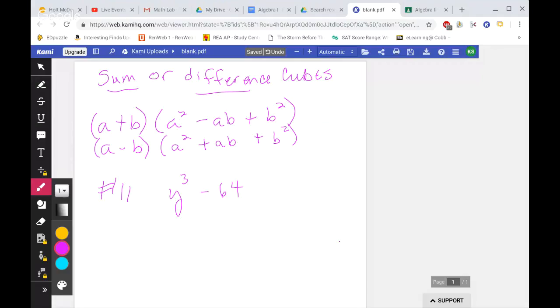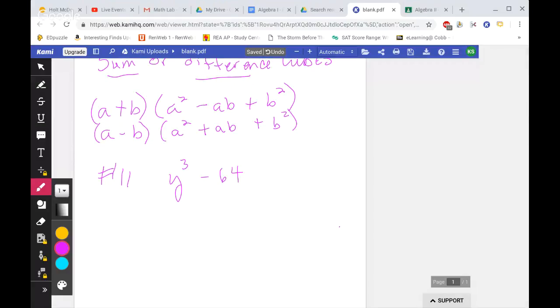And it says factor the polynomial completely, but it's under the directions of sum or difference of cubes. So I pretty much know right off the bat that this is going to follow one of these. So does y cubed minus 64, is that going to be a sum or a difference of cubes? Just focus on that middle operation. Difference. That's a minus sign, so it's going to be a difference.